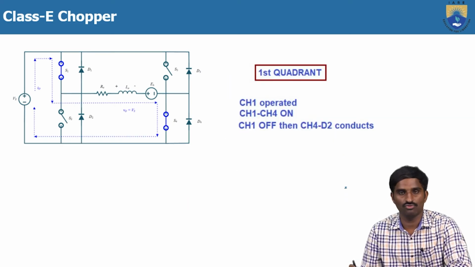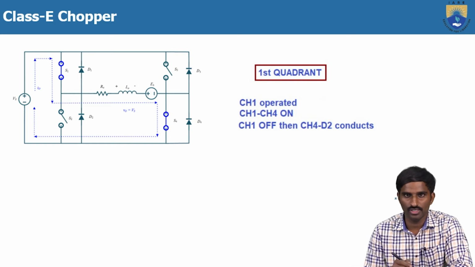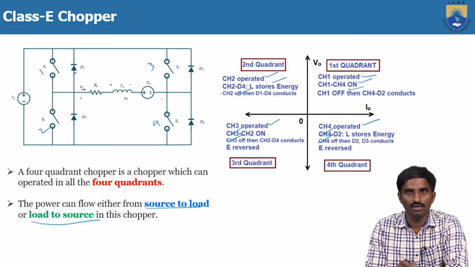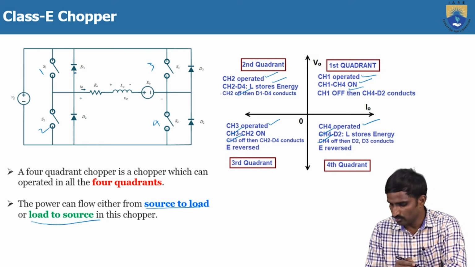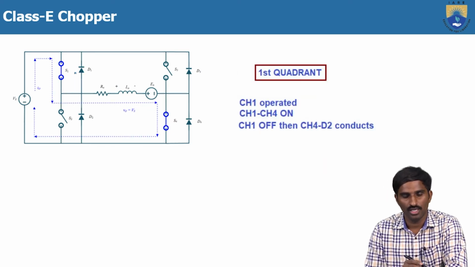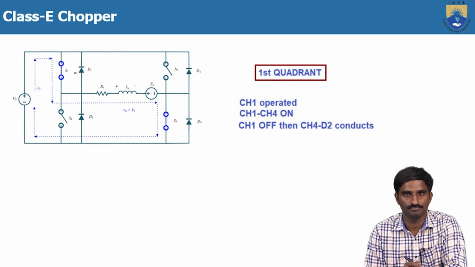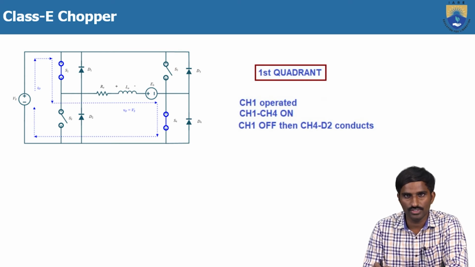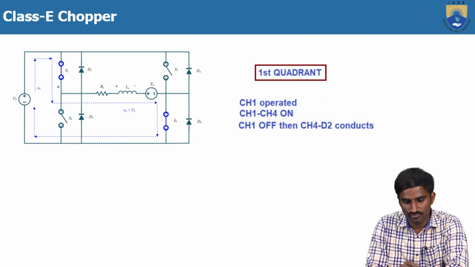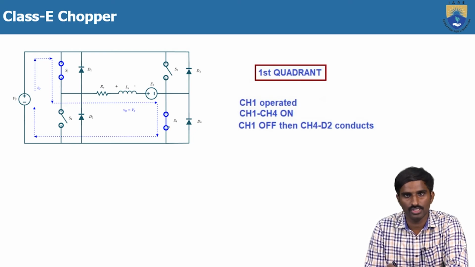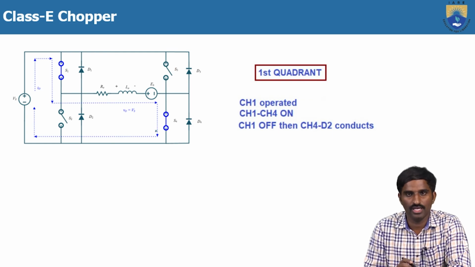First, the first quadrant. In the first quadrant, initially, let us consider, as in this case, all the switches are in the turn off position. Now we are going to operate the chopper in the first quadrant. And as we discussed, if you want to operate the chopper in the first quadrant, then you need to operate chopper switch 1. So here in the first quadrant, in addition to chopper switch 1, we are also turning on chopper switch 4, S4. So initially we are turning on S1 and S4.